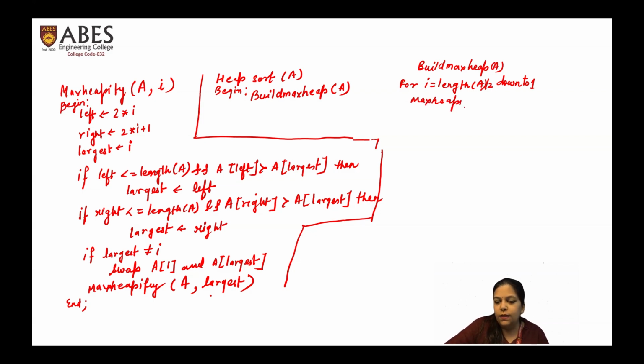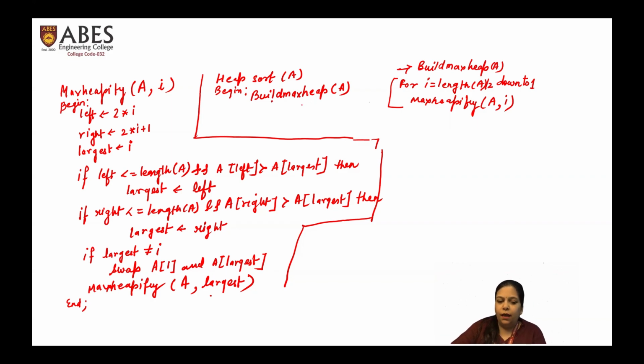We only have to call this max heapify function for this array and for the ith node, right? As we saw in the example, we have to start by heapifying node number 3, which was present at length A by 2. So in the build max heap algorithm, we are only going to repeatedly, iteratively heapify the nodes from length A by 2 down to 1.